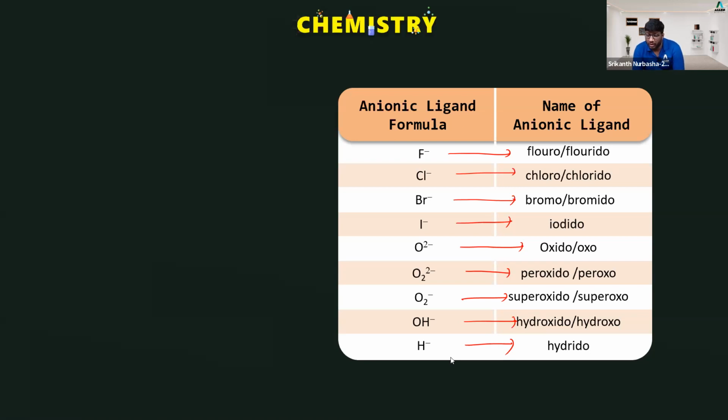F minus, fluoro or fluorido. Cl minus, Br minus, I minus, O2 minus, OH minus, H minus. Right? So everywhere you have to replace "ate" with "ato", "ide" with "ido" or "o", "ite" with "ito".